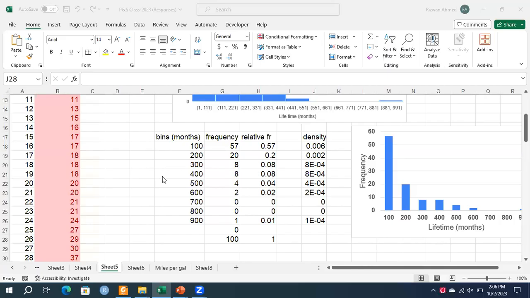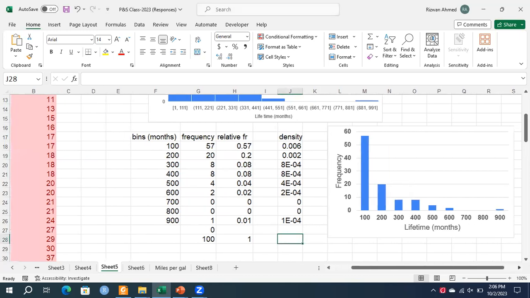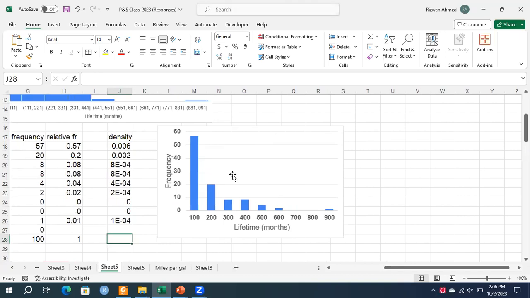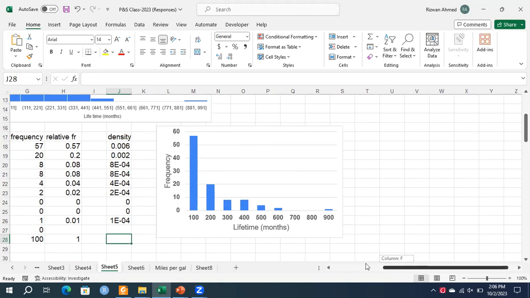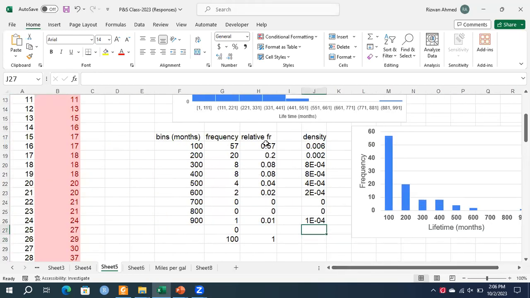Last time we developed the histogram of the lifetimes of the bulbs, and the graph was like this. So we have the frequency decreasing for the higher values of the operational times. So then we normalize the frequency. Relative frequency means the frequency of a class divided by the total number of objects that have been tested.